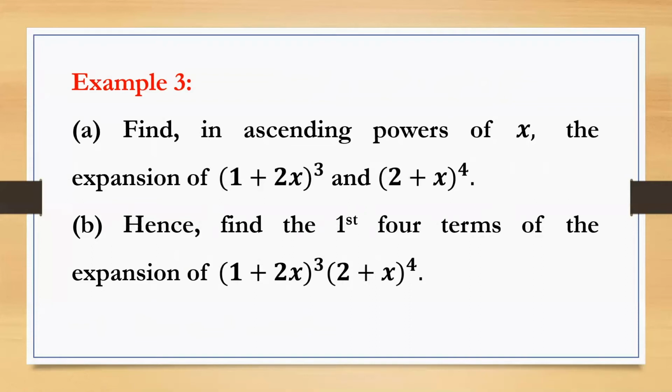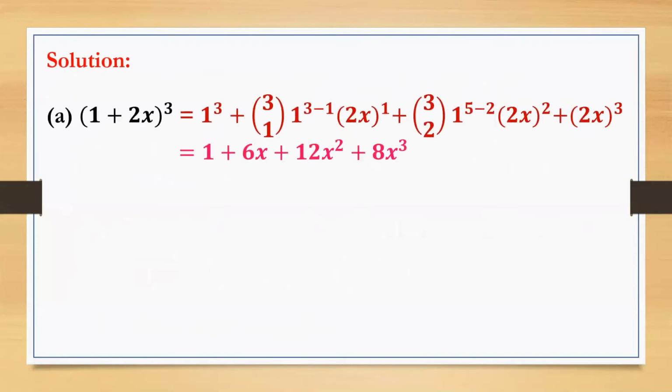So now I'm sure you can easily do part A. (1 + 2x)³. We replace in the formula. So here a is going to be equal to 1, b is going to be equal to 2x and n is equal to 3. Replacing in the formula and simplifying will give me 1 + 6x + 12x² + 8x³.